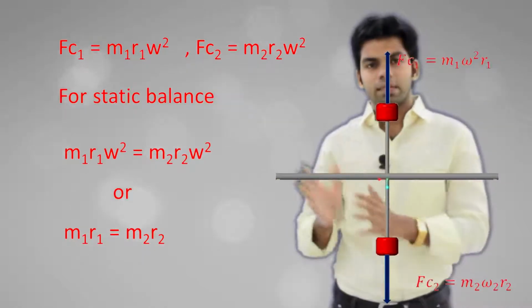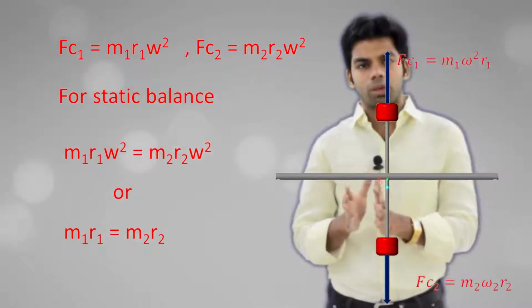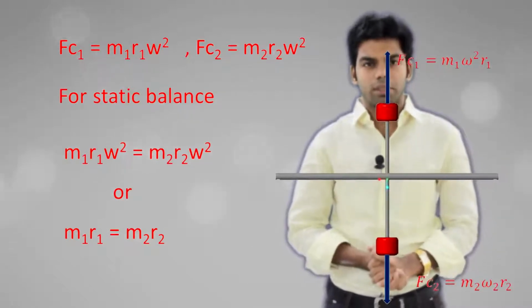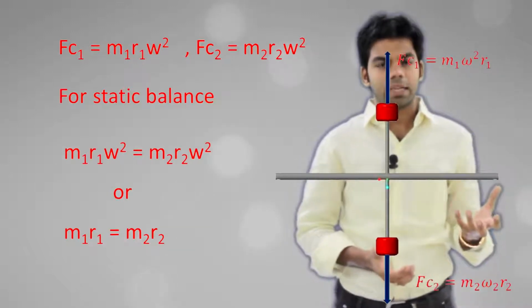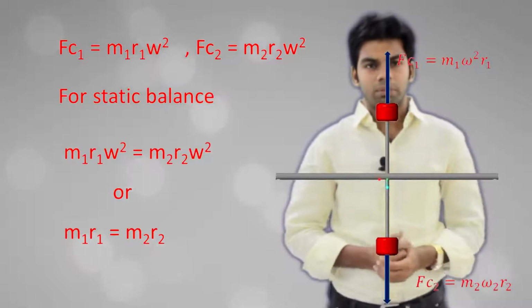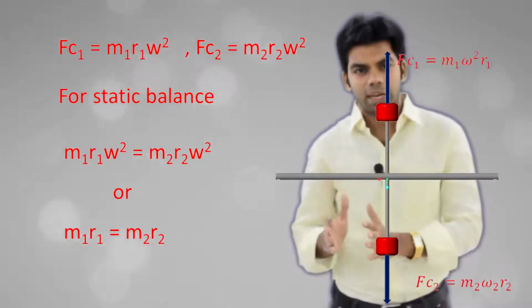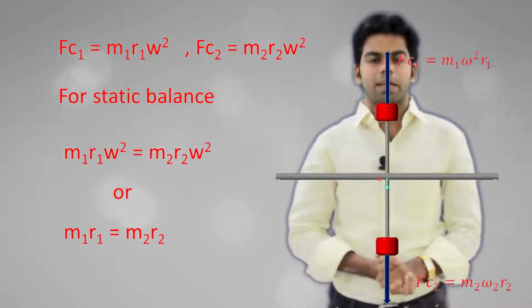Now here you can see one thing, m1 r1 is equal to m2 r2. So the product m2 r2 should be constant. In order that the mass m2 should be minimum, r2 should be maximum. So generally the balancing mass is put on the surface of the rotor where the radius is maximum.